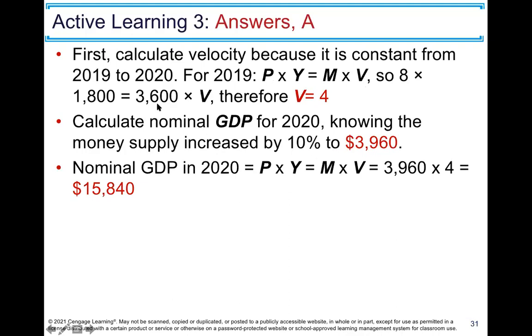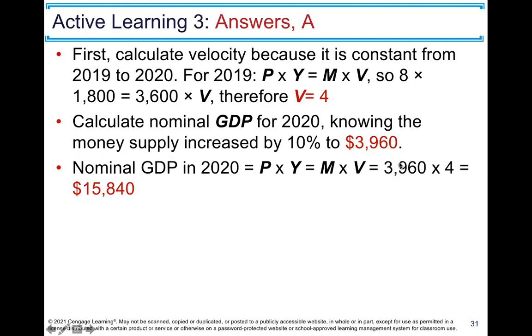Why? Well, because we had money supply equal to 3,600 to begin with. We said that the money supply has increased by 10%. So 10% of 3,600 is 360. Add 360 to this original number, and you get 3,960. So this is our new money supply.